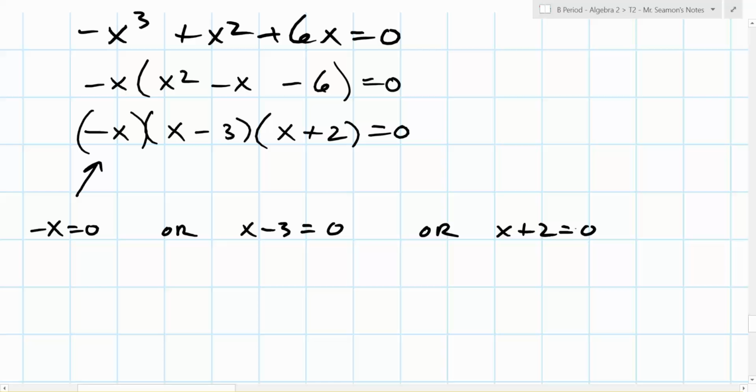So how many answers does this have? 3. So we have x is equal to 0, or x is equal to 3, or x is equal to negative 2? Exactly. Very good.